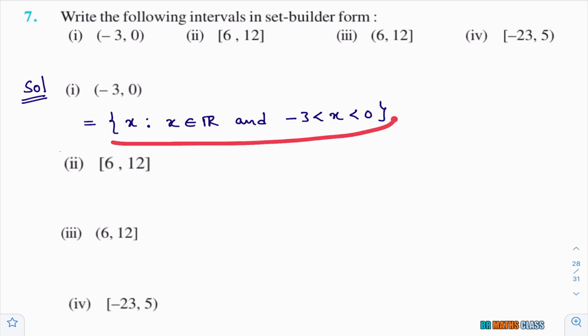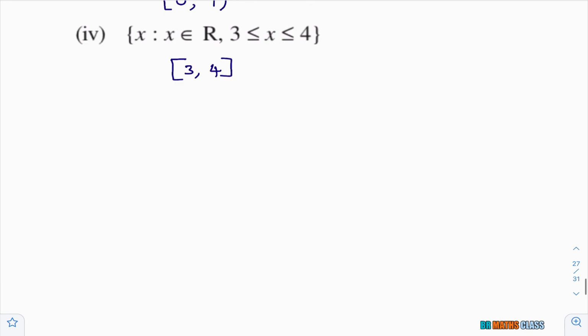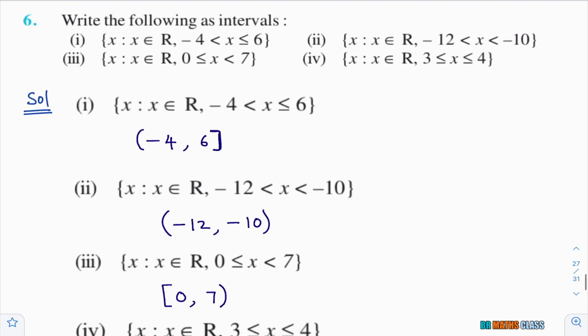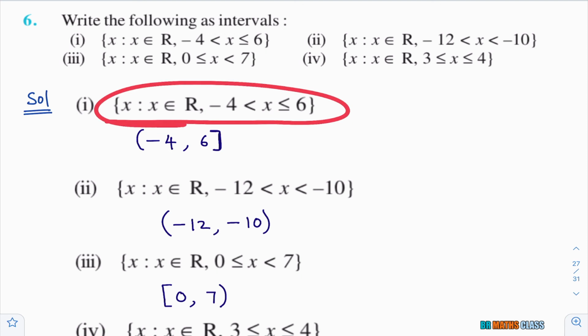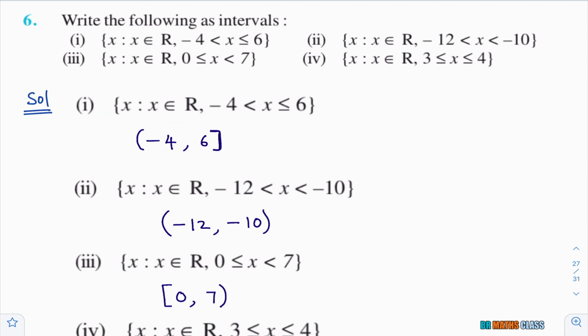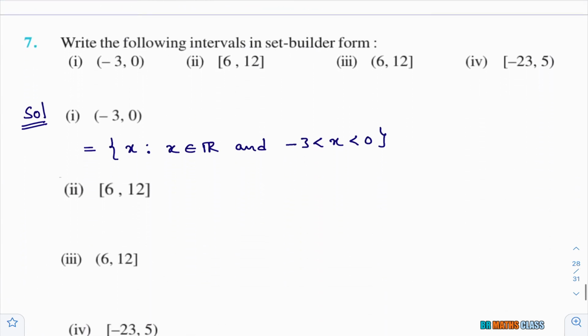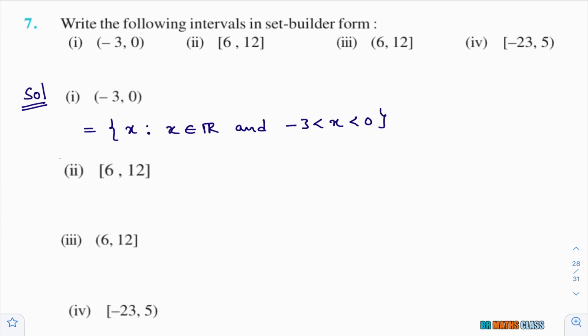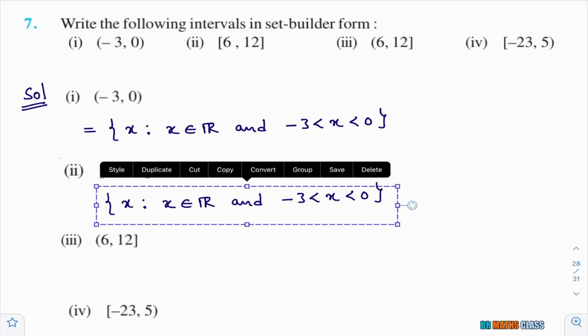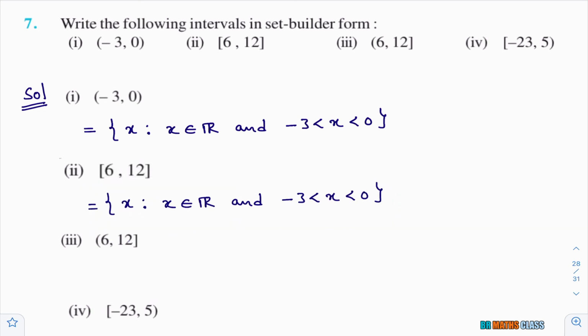If they're given in set builder form and they ask us to write in interval form, we'll write like this. In the last question, we did the same thing only. They were given questions in set builder form and we wrote in interval form. If they're given interval form, we'll write in set builder form like this. It's very easy. Okay. Come to the second bit. Closed interval 6, 12 is there. How to write this? Very simple. First, as usual procedure. I'll copy paste here. X such that x is a real number.